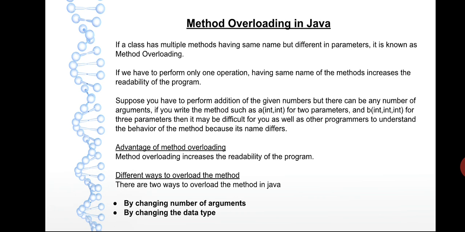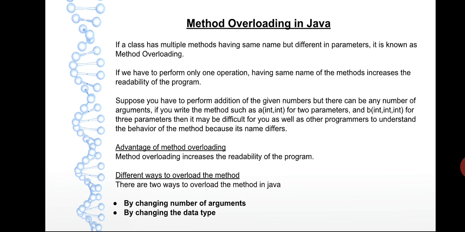Okay. Now suppose you have to perform addition of the given numbers, but there can be any number of arguments. If you write methods with different names for 2 parameters and 3 parameters, it may be difficult for you as well as for other programmers to understand the behavior of the method because its name differs. If the name differs, then it will be a problem. But if you are using the same name with different parameters, then no one will have ambiguity, neither the programmer nor the person who is going to read and understand the program. Next advantage of method overloading is that it increases the readability of the program. That is one of the advantages. Next, different ways of overloading a method. So you have two main things.